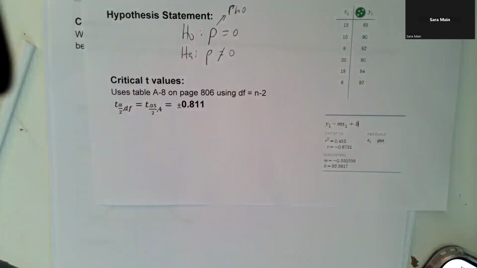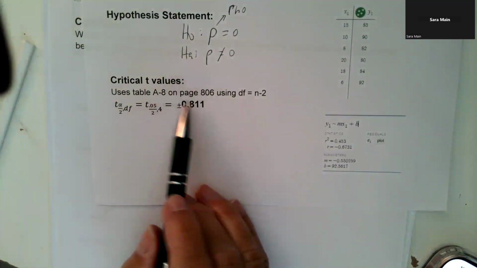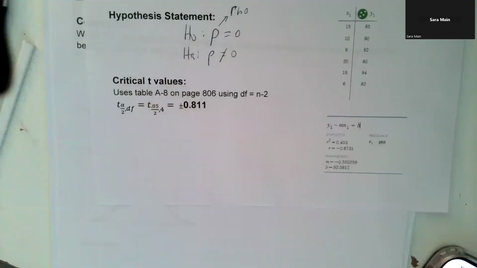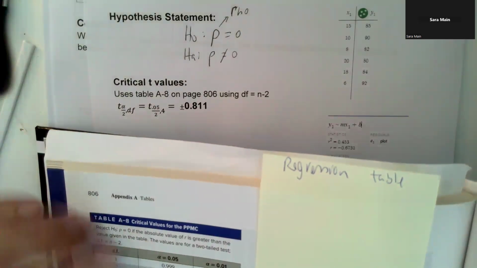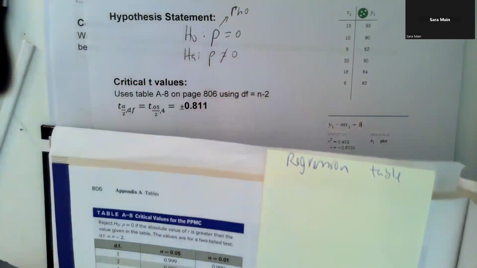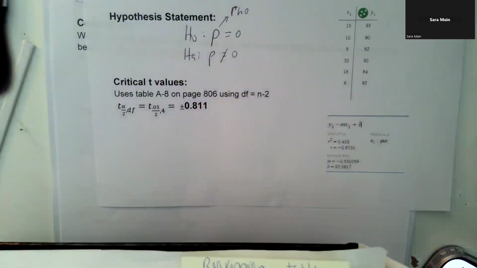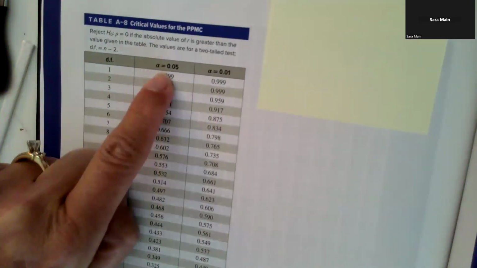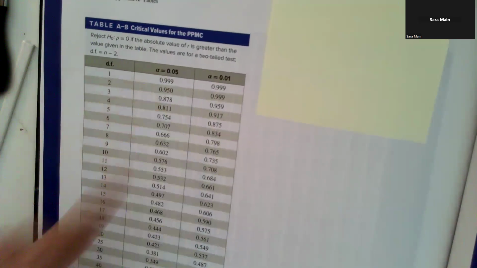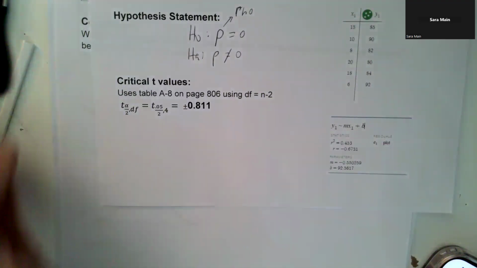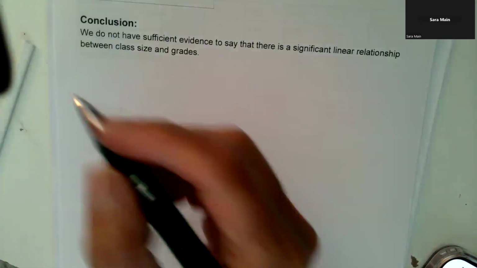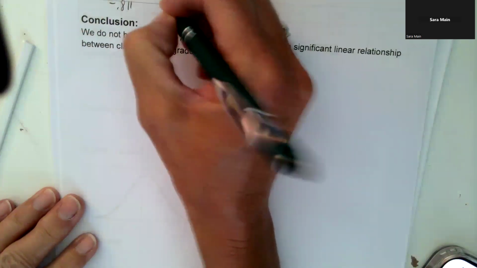So this is finding our critical t values. It's using table A8. I scanned this page in, and you can print out this page if you want, just so you've got it handy for yourself. But this is what page A8 looks like. Now, remember when we're doing this regression hypothesis test, we use n minus 2 as our degrees of freedom. So for this problem, we would have 6 minus 2, or 4. And so for an alpha of 0.05, our critical value is plus or minus 0.811. So our danger zone is a negative 0.811 or positive 0.811.